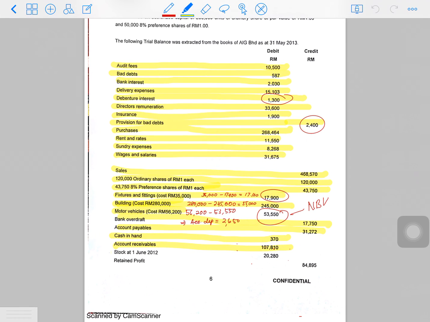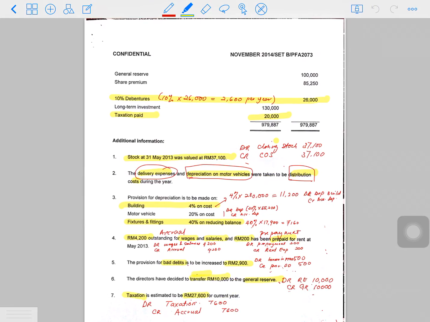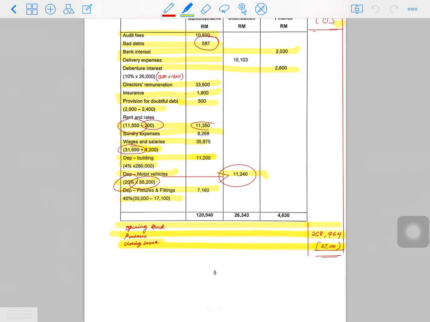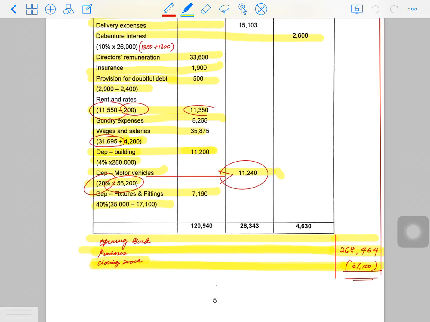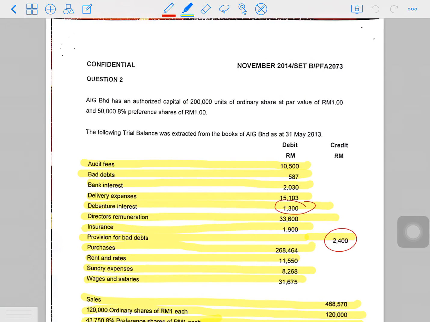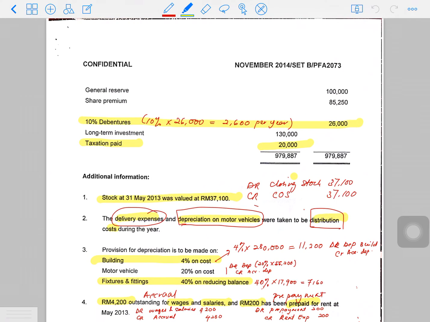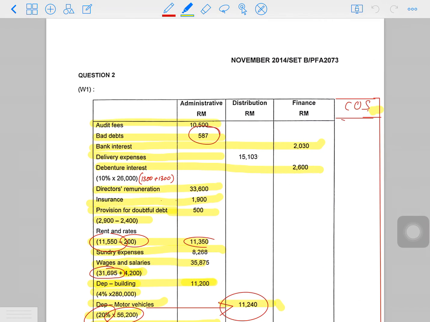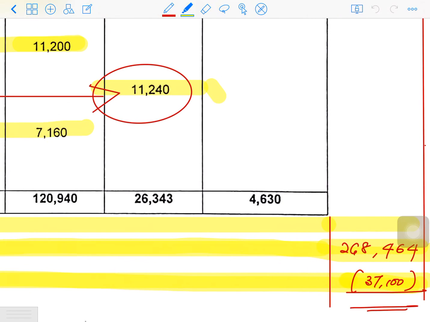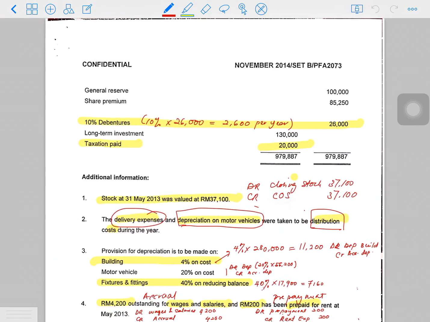Then stock at 1st June. This is opening stock. Opening stock will be in your cost of sales. Okay. So you put it into your cost of sale, opening stock. How much is the amount? Opening stock 20,280. Okay, 20,280. Closing stock.